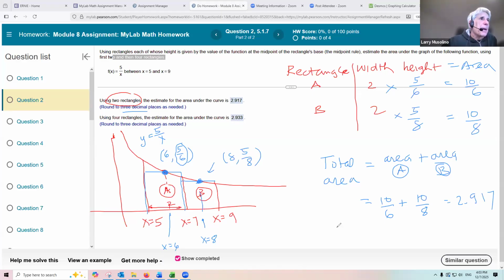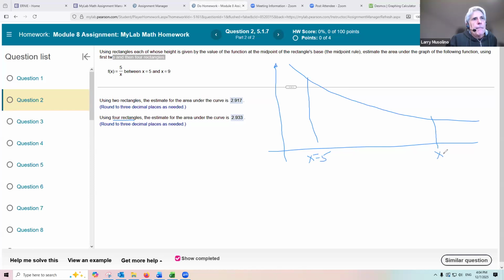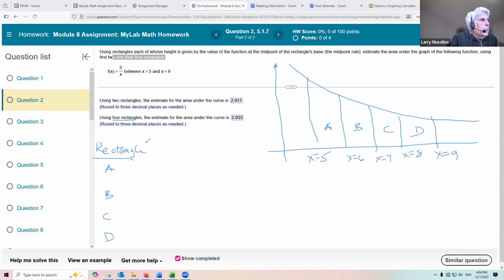All right, let's do part B. Same idea, but now they want 4 rectangles. So let's do the 4 rectangles. So here's a graph. The curve goes like this. We're going from x equal 5 to x equal 9. And let's break this up into 4 rectangles. 1, 2, 3, 4. All right, I'm going to call it A, B, C, D. And let's see, this would be x equals 6, x equals 7, x equals 8. So for these rectangles, it looks like the width is 1. So we have width equal 1.